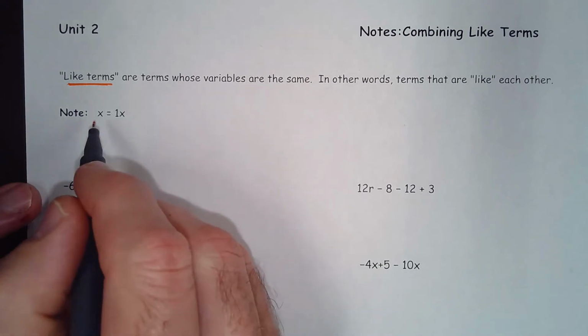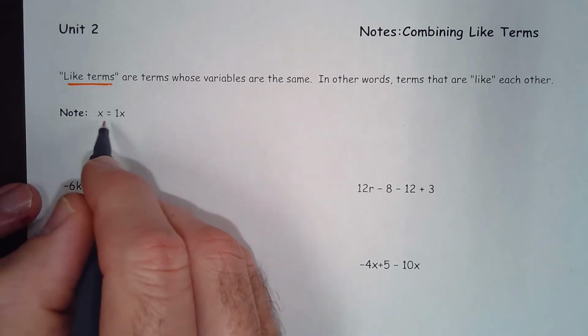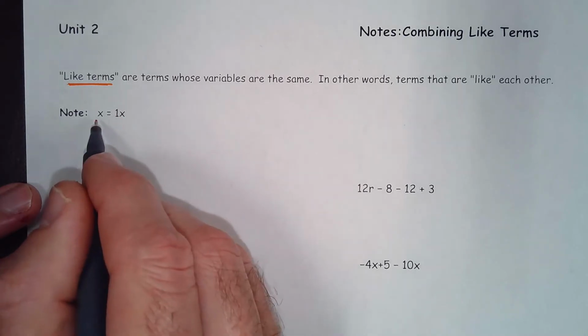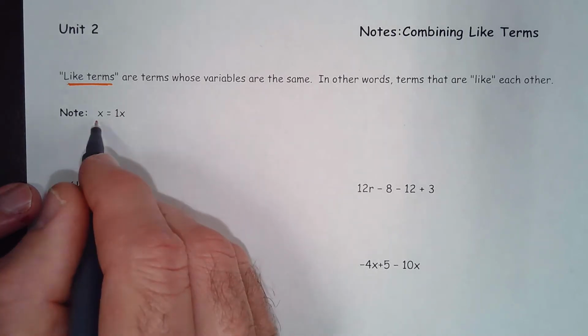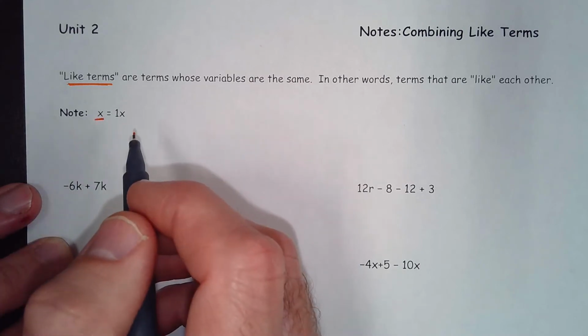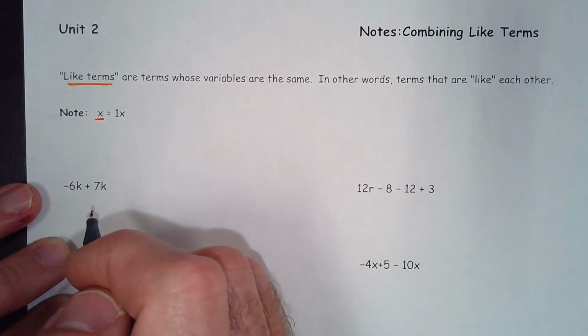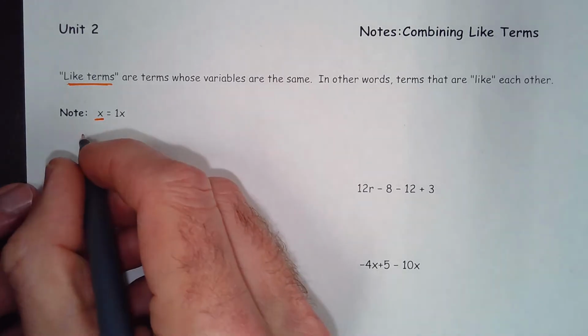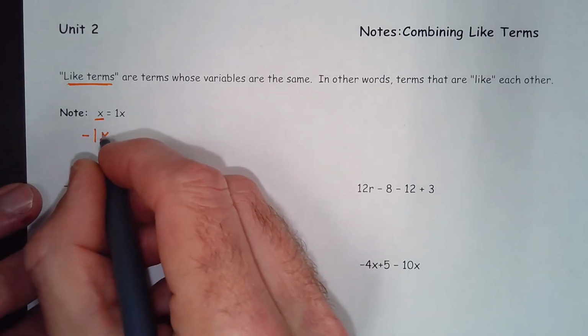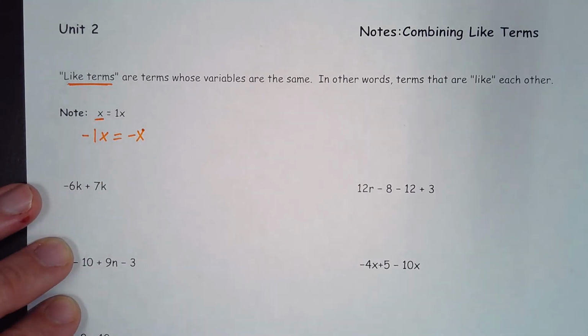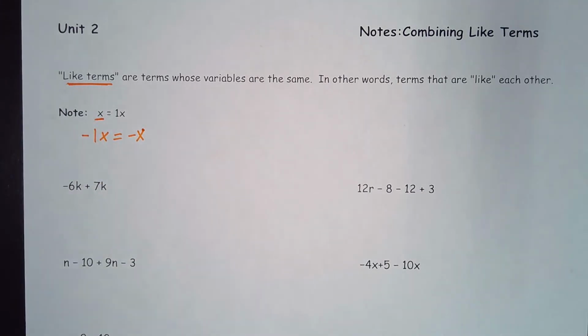One other thing to be aware of: anytime you see x, that's the same as 1x. Or anytime you have 1x, you should write it as just x. This would be simplified, the proper way to write it. But if you see just an x, think of it as 1x. Or if you see negative x, think of it as negative 1x. Negative 1x is the same as negative x, just a negative in front.